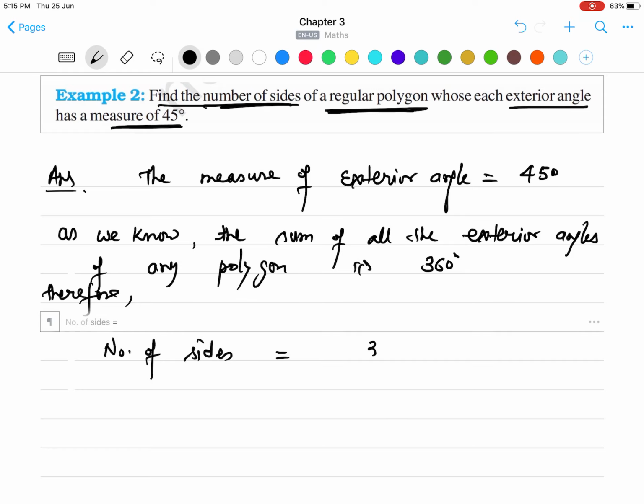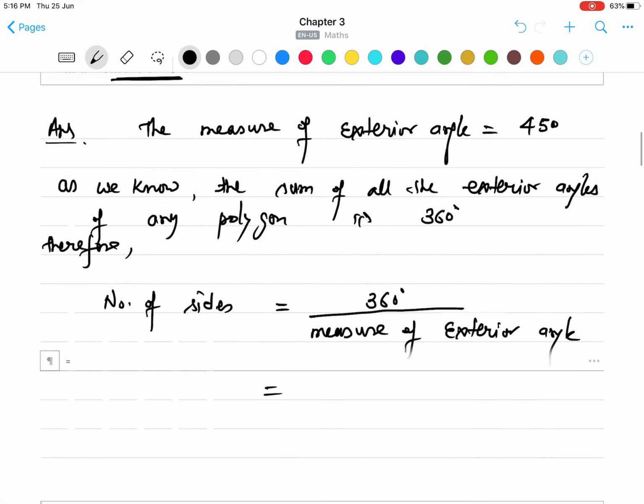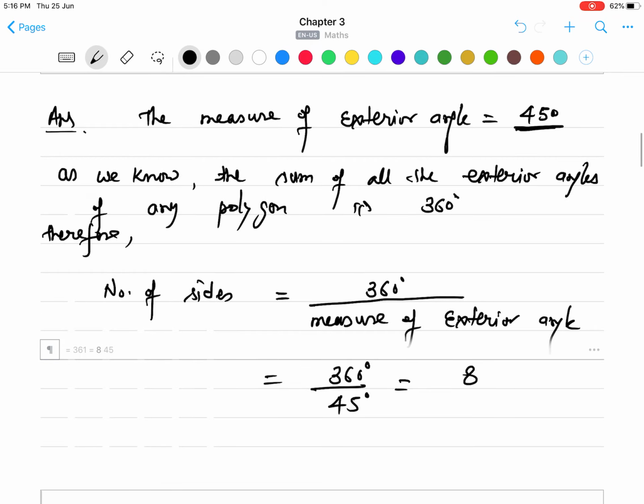will be equal to 360 divided by the measure of the exterior angle, that is 360 degrees divided by the exterior angle, which is given as 45 degrees. So 360 degrees divided by 45 degrees. When you divide them, you will get the answer as 8. Hence the number of sides is 8 sides.